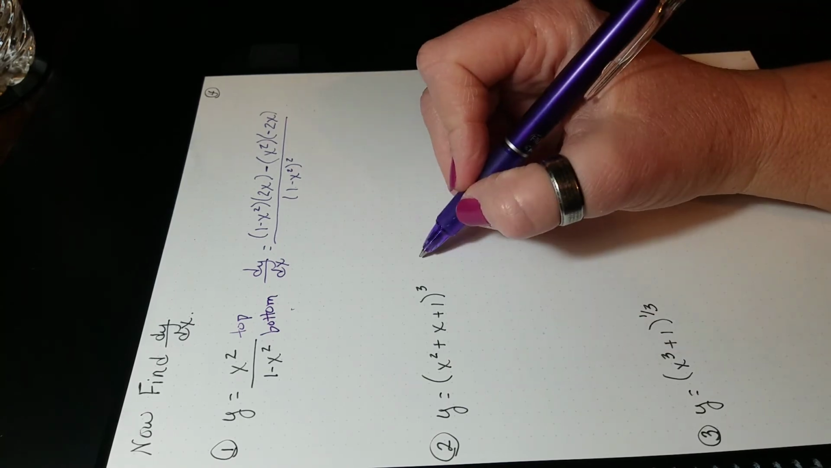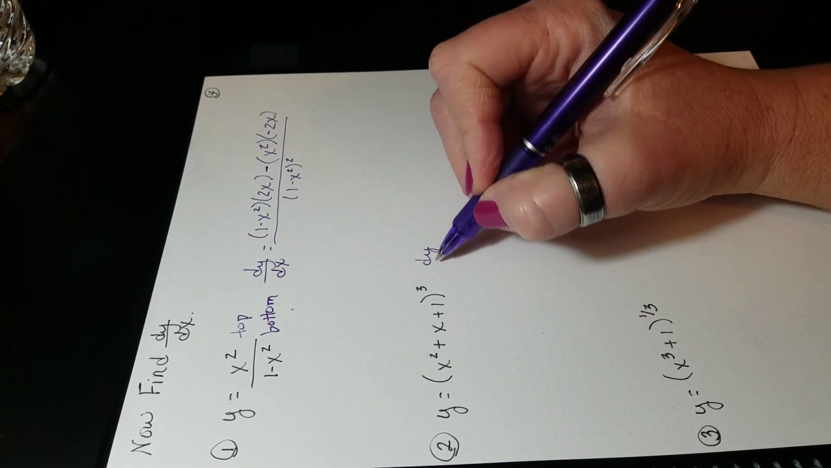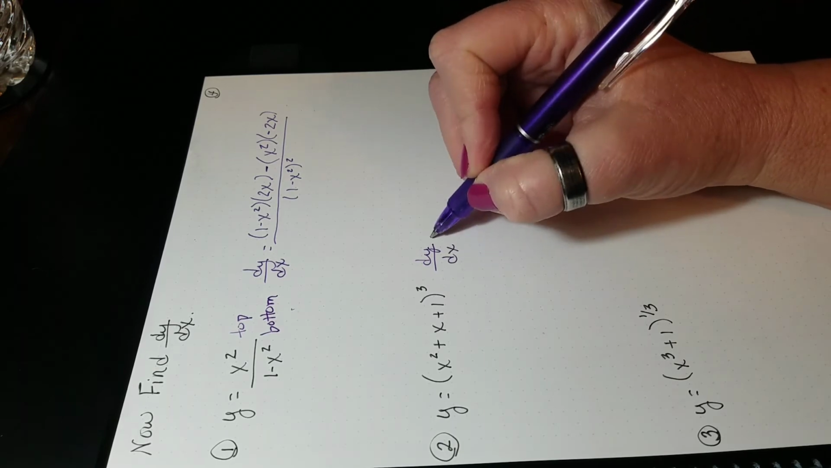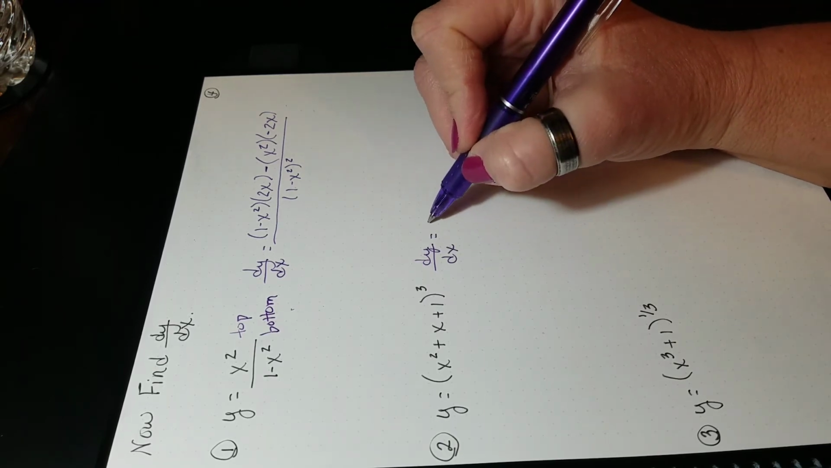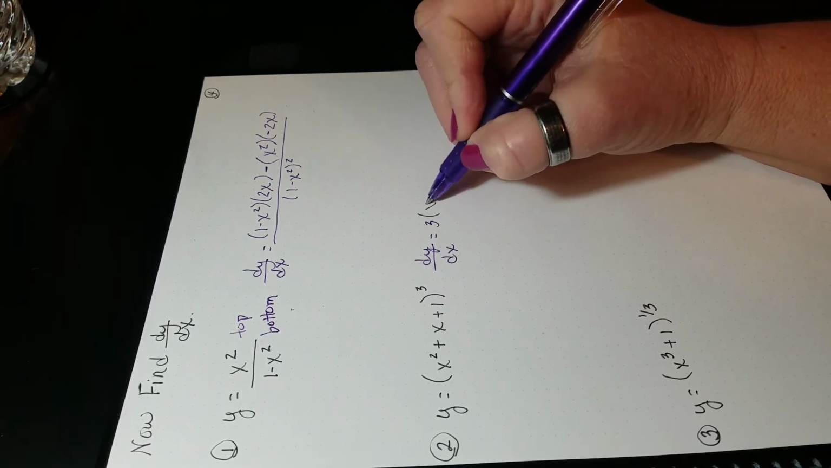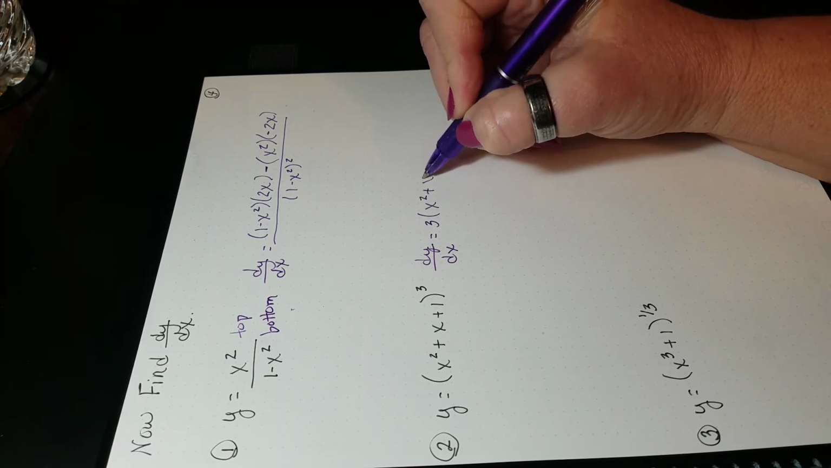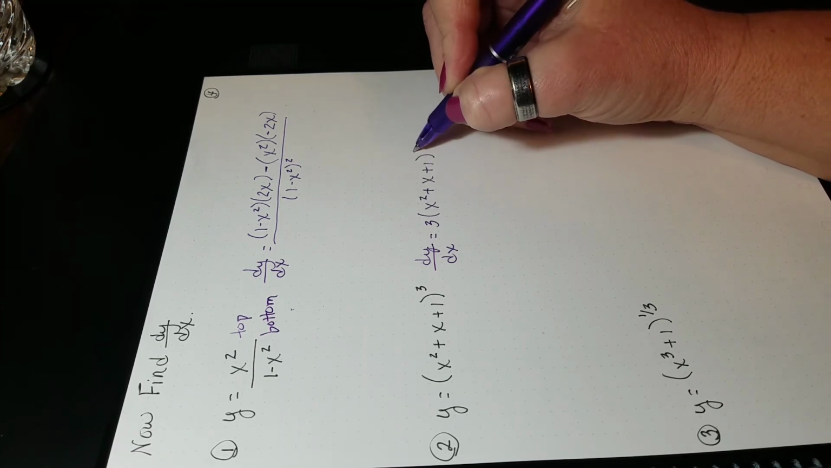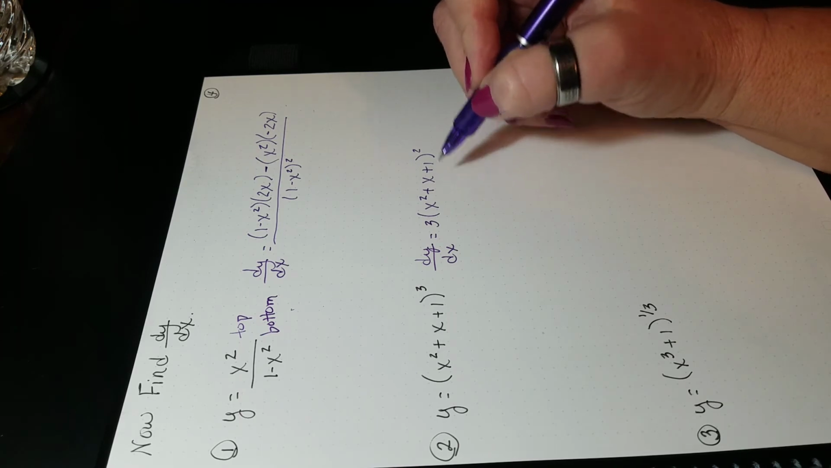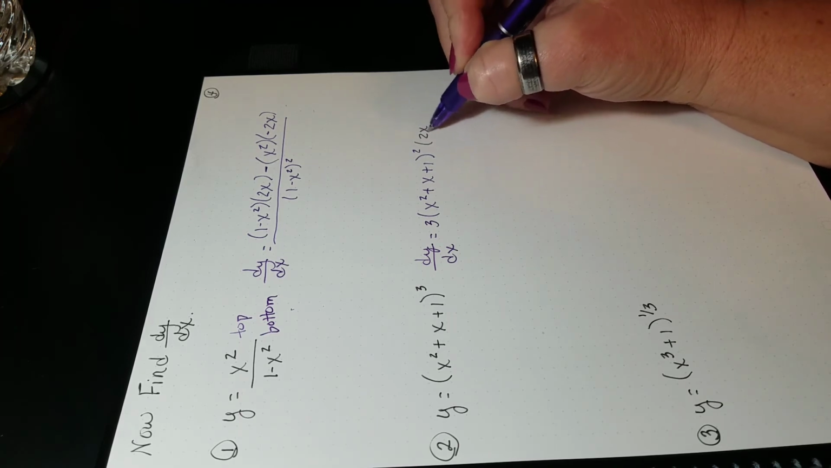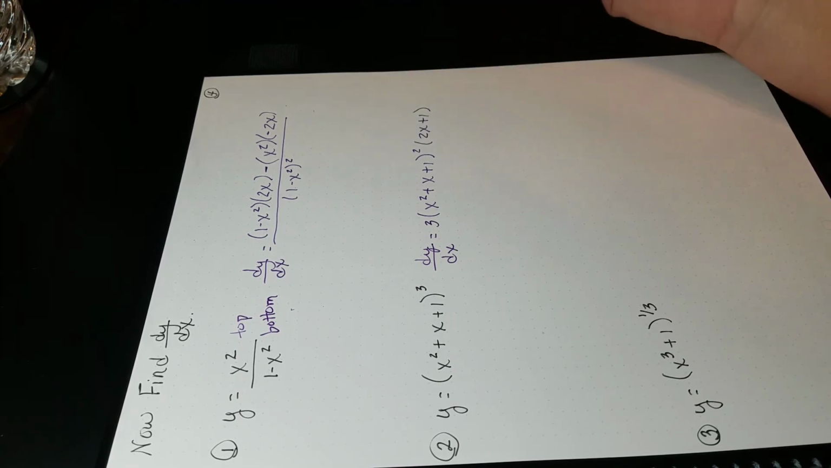All right, my second example is x squared plus x plus 1 quantity cubed, so that's a power rule. So the power rule says bring the exponent to the front, keep the function to the 1 less power. So that would be to the second power. Then don't forget to take the derivative of the inside, 2x plus 1. And again, what does everybody forget?